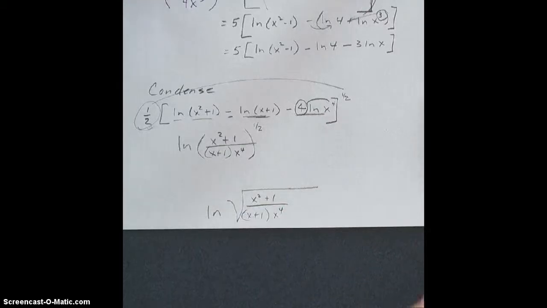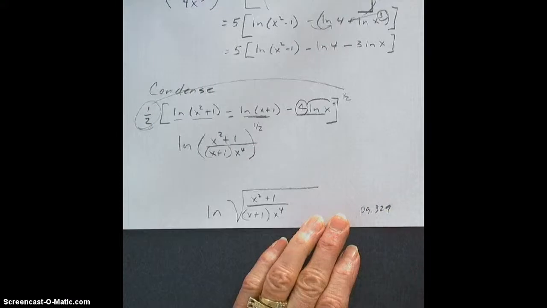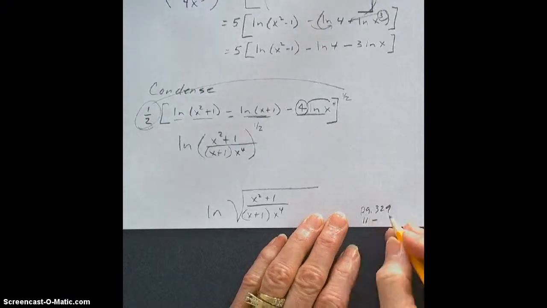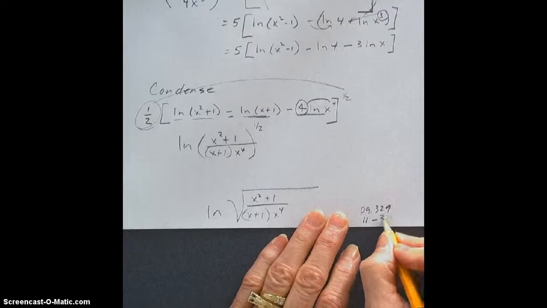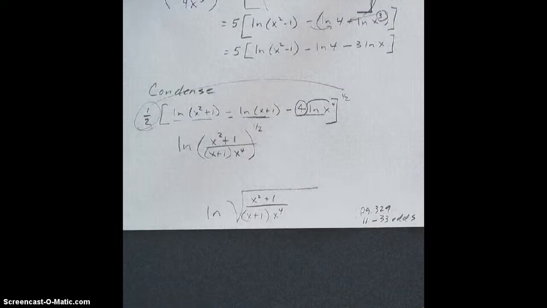So you're going to practice problems on page 329. I would like you to do 11 through 33, the odds, and then we'll ask questions tomorrow in class.